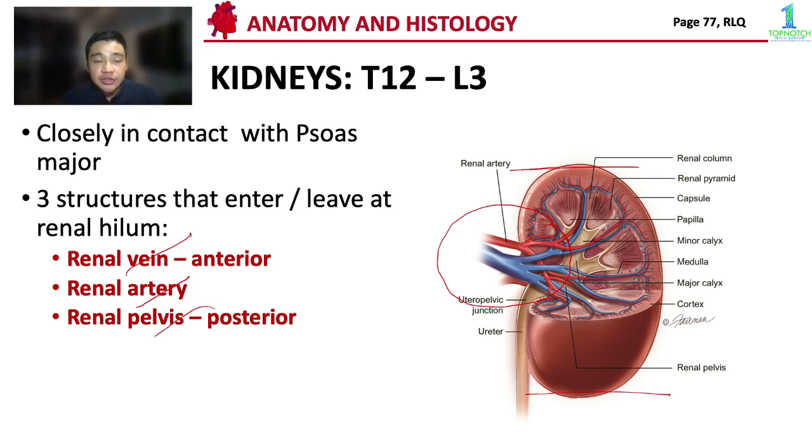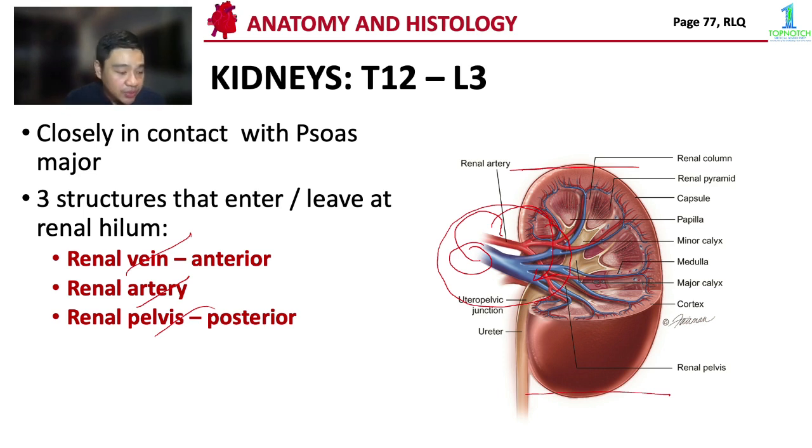At this point, I'd like you to memorize the spatial relationship of these 3 structures. The renal vein is the most anterior portion. On its back would be the renal artery, and the most posterior structure is the renal pelvis. This is particularly important when we do our dissections if we want to identify either structure, meaning if we were able to see the artery, we are more or less sure that the vein can be found anterior to it. Likewise, if we're looking for the renal pelvis, it is behind your renal artery.